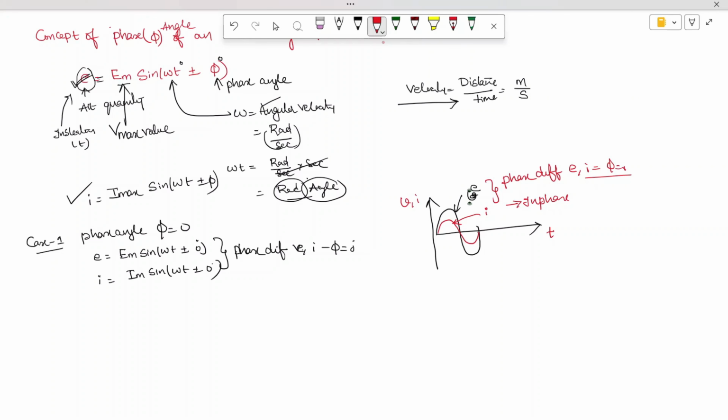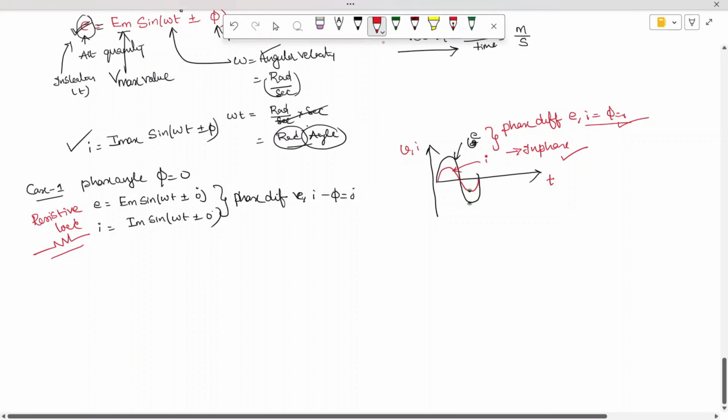This is valid in the case of a resistive load. So that's why we are considering the type of load as a resistive load. For a resistive load, you should understand that the phase difference is 0, or voltage and current are in phase. Now, case 2, we are going to analyze.